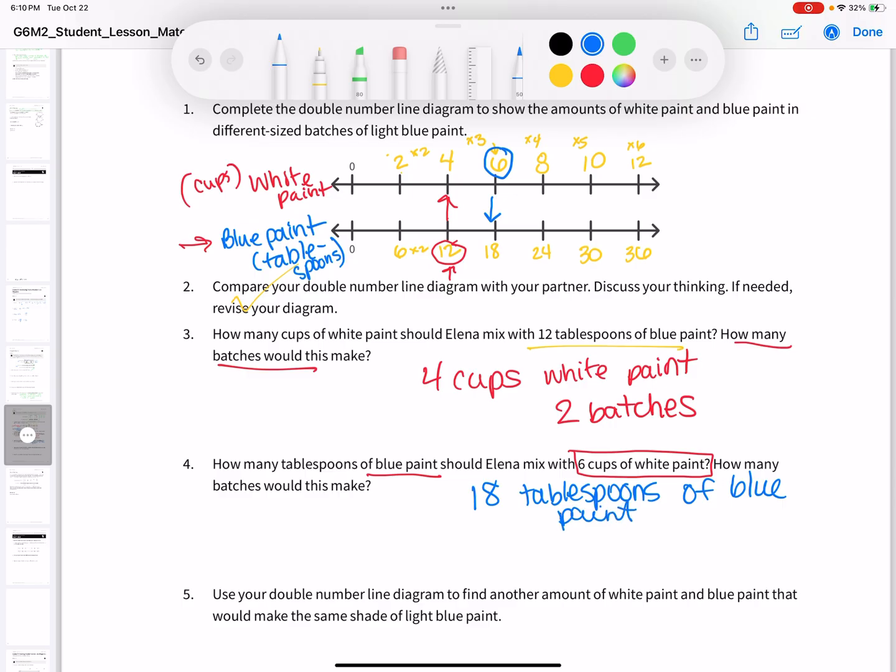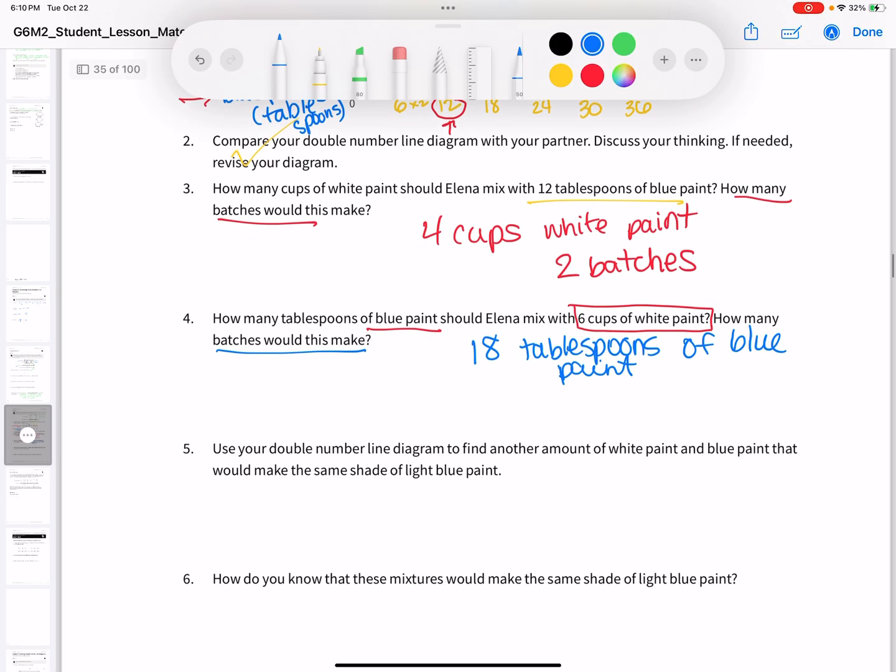Okay, now it says how many batches would this make? Well, 2 to 6 was 1, 4 to 12 was 2, so 6 to 18 is 3. So that would make 3 batches.